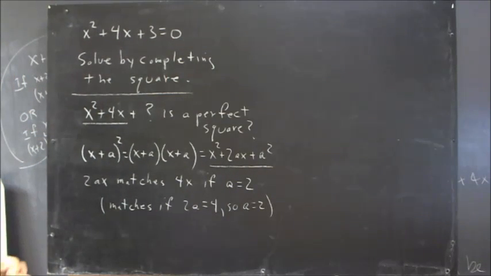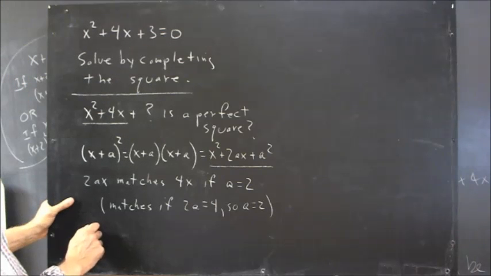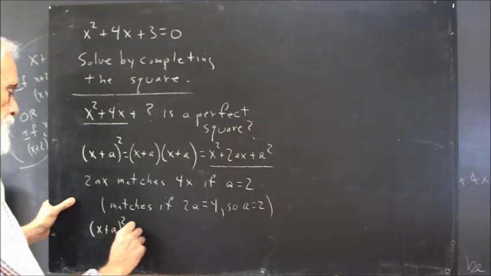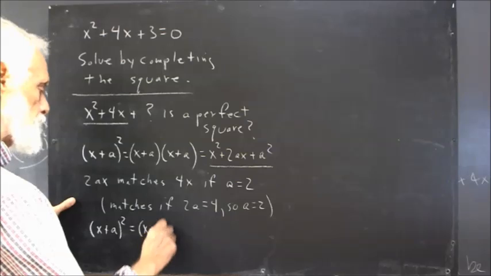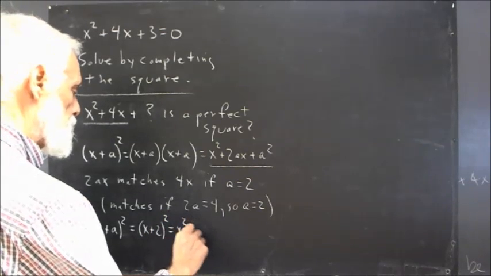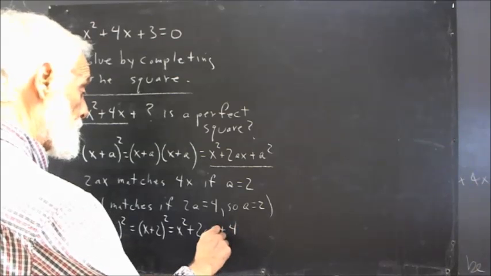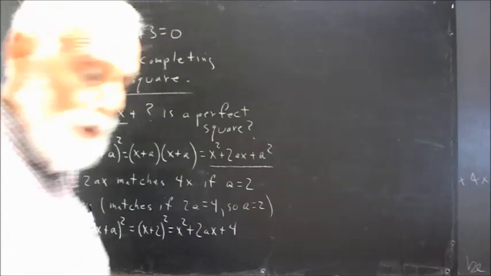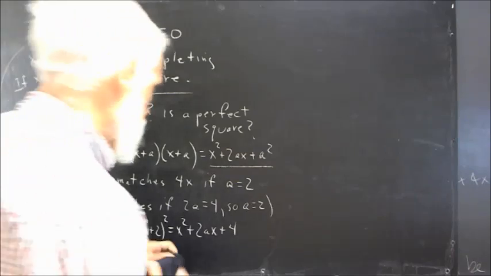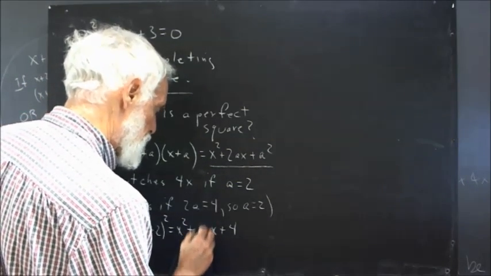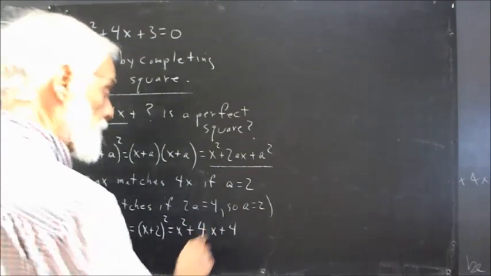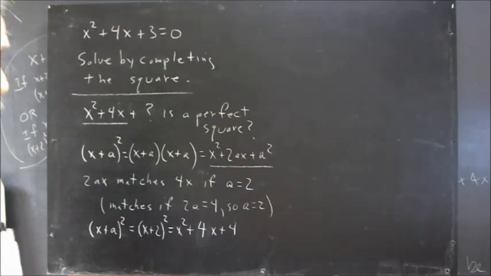So we know that x plus a squared now equals x plus 2 squared, which is x squared plus 2ax plus 4. And I wrote the 2a here. I should have written 4. Let me repair that. I like to make a mistake every once in a while, so you don't get the mistaken impression that you're witnessing perfection here. Okay, so that's going to be x squared plus 4x plus 4.